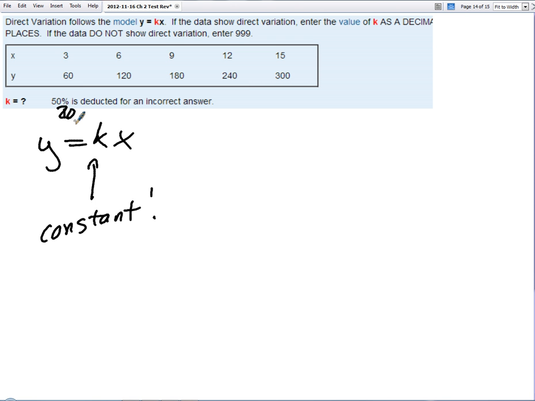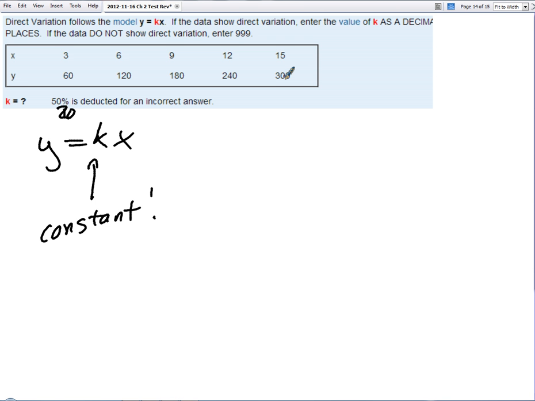If I plug those values in, 120 for y and 6 for x, does that work? 20 times 6 is 120, isn't it? Right? Does it work here? 20 times 9? Yeah, that's 180. Does it work here? 20 times 12 is 240. 20 times 15 is 300. So it checks out all the way through.